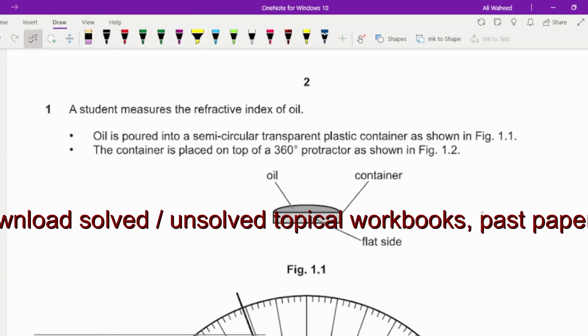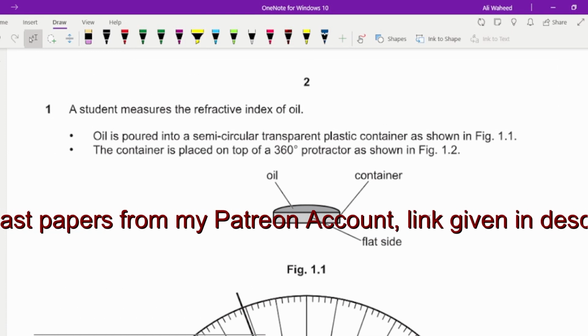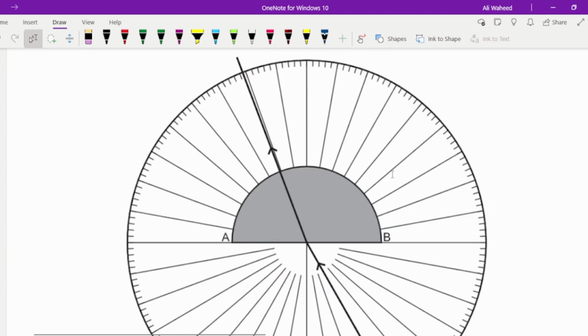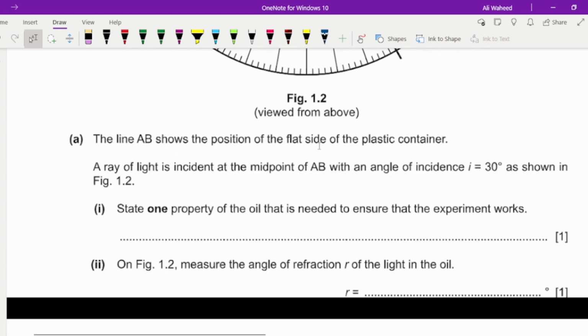So moving on to the first question that we have. A student measures the refractive index of oil. Oil is poured into a semicircular transparent plastic container as shown in figure 1.1. The container is placed on the top of a 360 protractor as shown in figure 1.2. Alright, then we can see both of them.